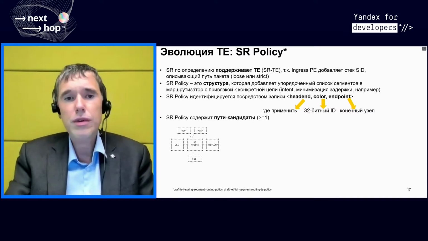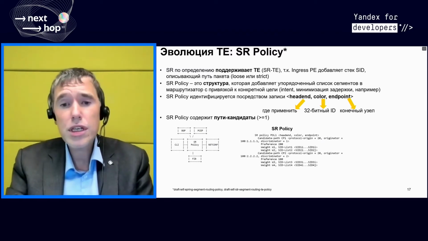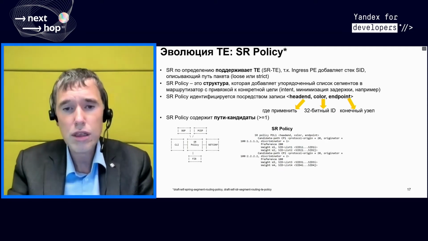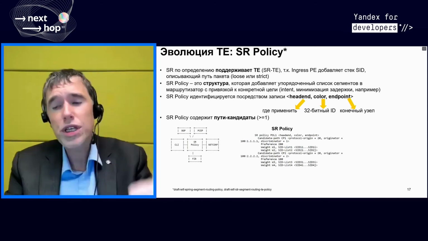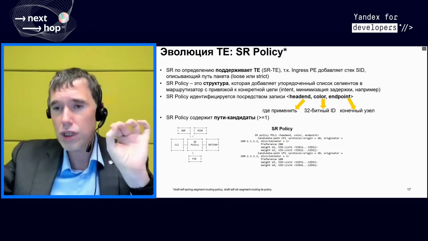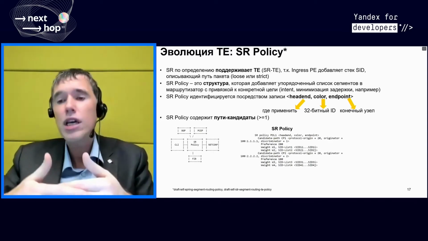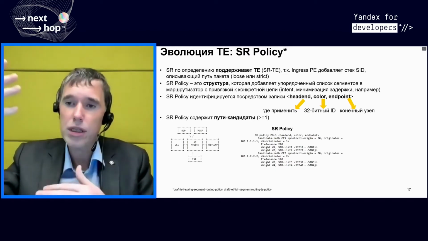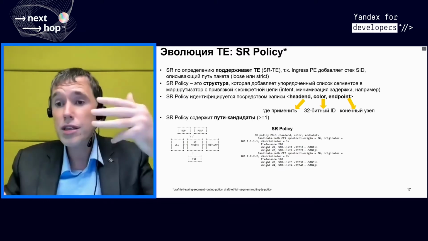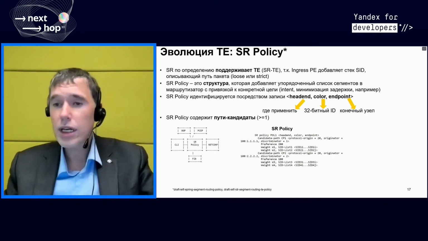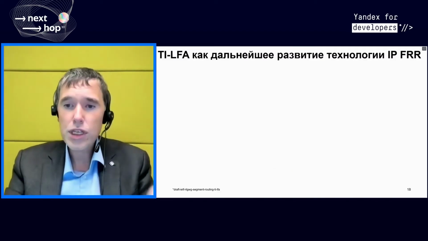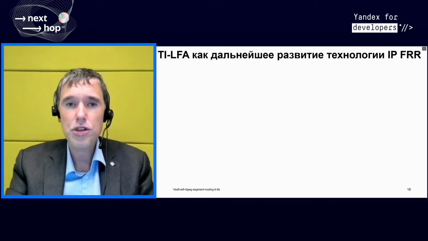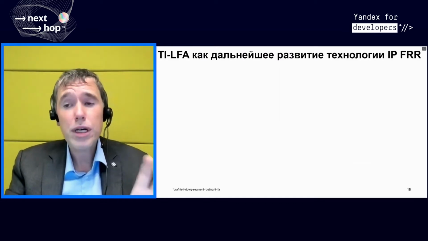And there are three parameters which characterize the SR policy, which are called headend, color, and endpoint. And we have some candidate paths here. You can see the SR policy at the bottom of the slide. We can see different candidate paths here. There might be many different candidate paths. Each of them has a certain preference level. Some of them are more preferable than others. And it's important to do balancing, both equal and unequal balancing. Compared to the classical TE, you can see the differences here on the screen.